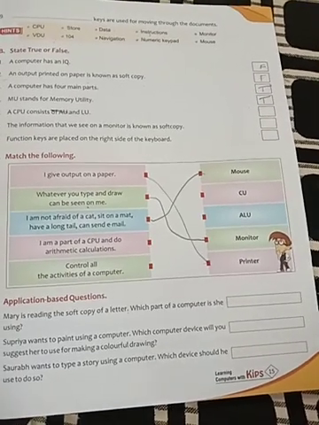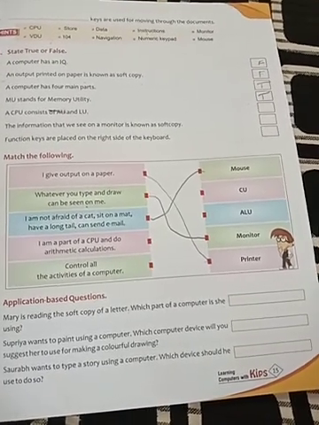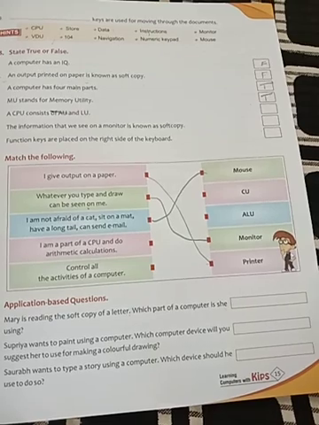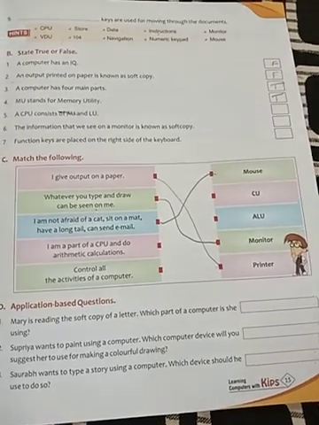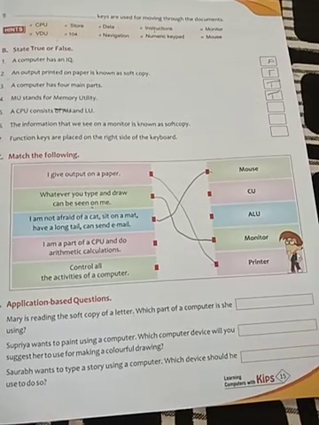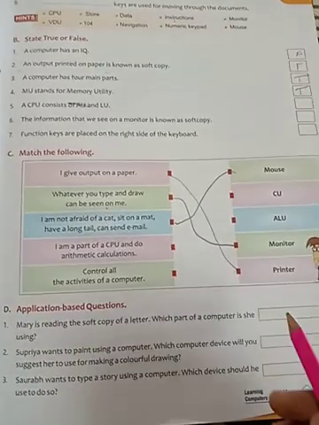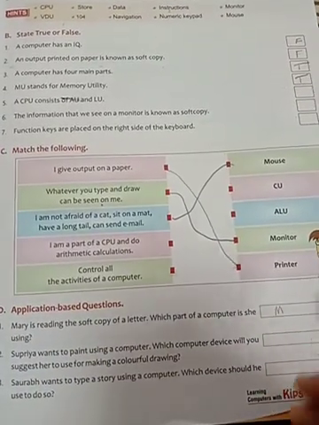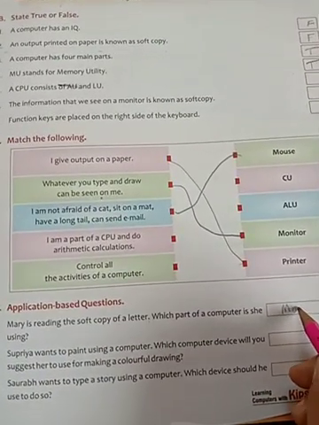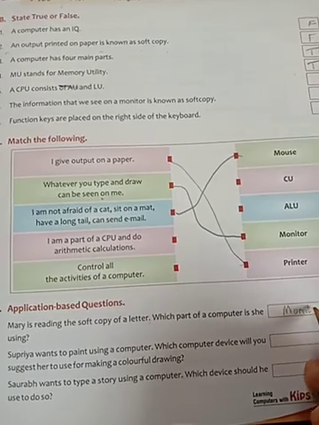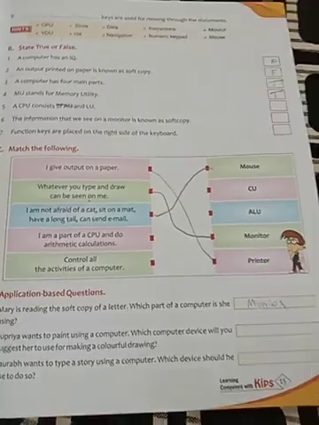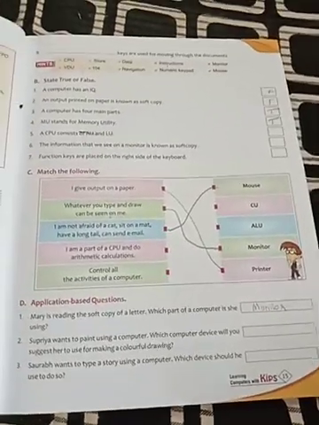Can anybody tell me, if I want to read, then where do I have to look for my soft copy? I have to look into the monitor. So here I am going to write monitor. One word substitution it is. I am going to write the answer in one word, that is monitor.